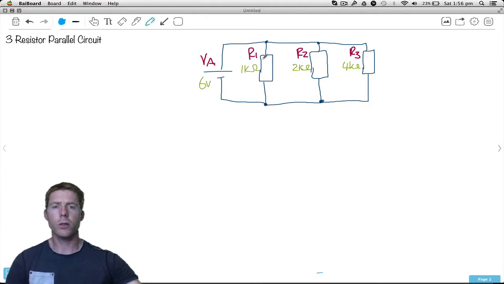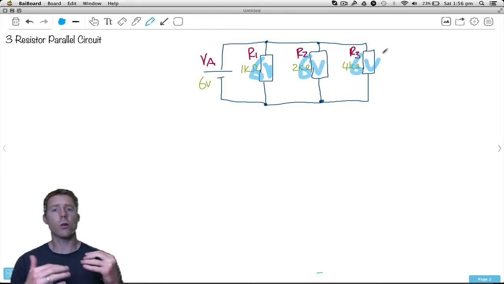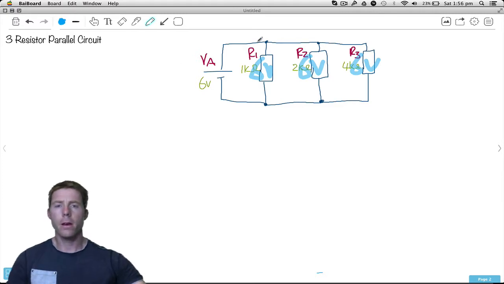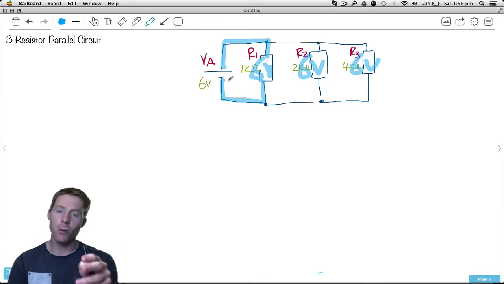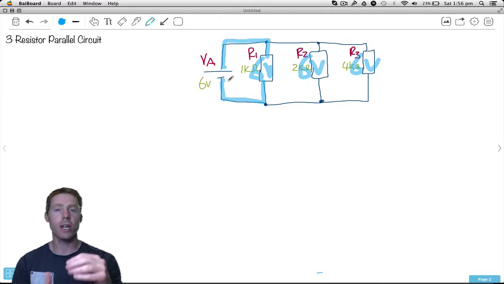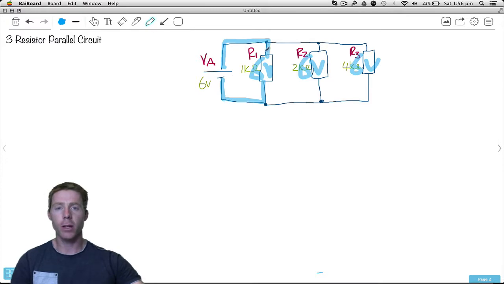Now, before I actually do some calculations, recall that in a parallel circuit, the voltage across each component is the same. Why are they the same? Well, if we connect up R1 to the power supply, we see that it's directly connected there, as in the top leg is connected straight to positive while the bottom is connected straight to negative. It has a direct connection with no components in between, therefore we get 6 volts.